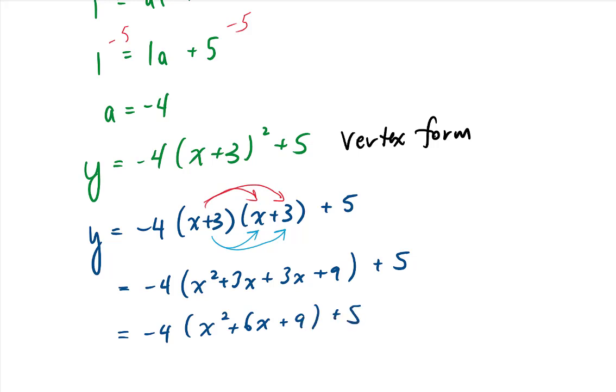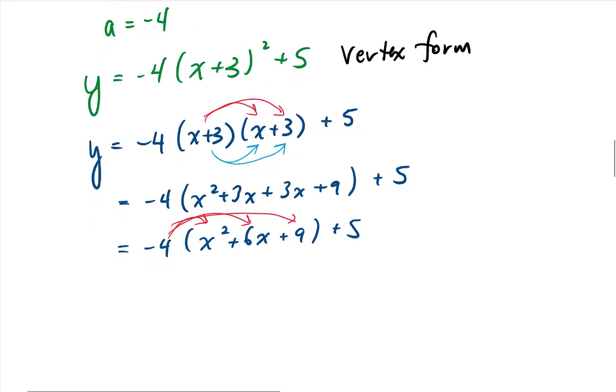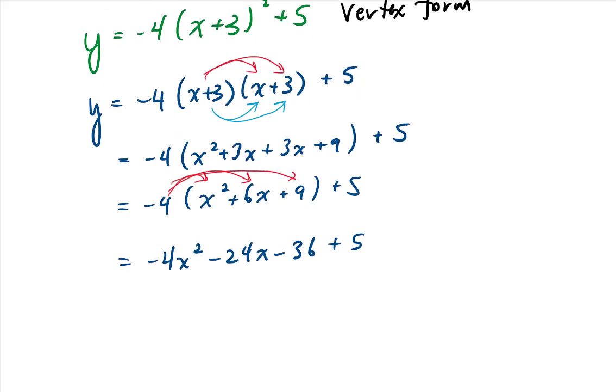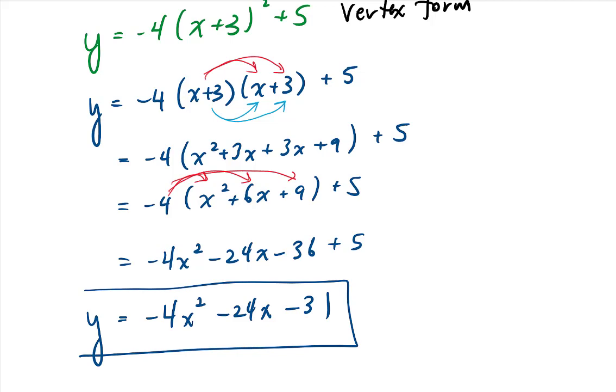And then finally, we're going to expand and simplify one more time. So we're going to distribute the negative 4 into the bracket. So we end up with negative 4x squared minus 24x minus 36. And then we still have that plus 5. And finally, we get y equals negative 4x squared minus 24x minus 31. And there is our expression in standard form.